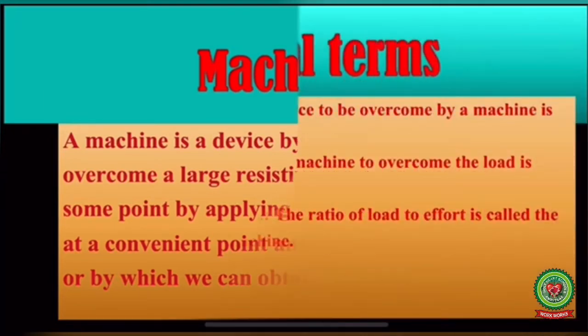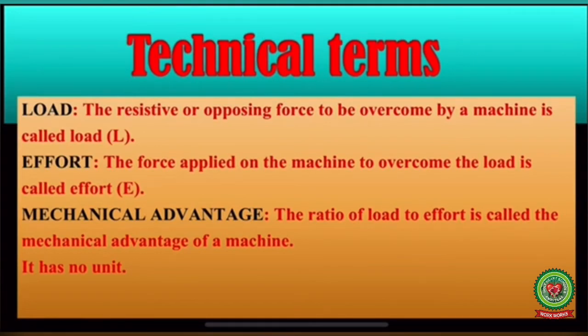Now the next topic which we have is technical terms related to machine. The first term is load. The resistive or opposing force to be overcome by a machine is called load. In case of the example of jack screw, we have to lift the car, so the car acts as a load. And we apply some force on the jack screw, that will be our effort. So effort is the force applied on the machine to overcome the load.